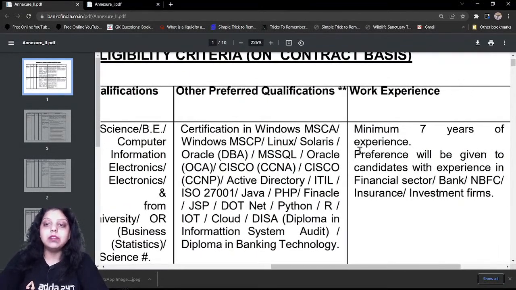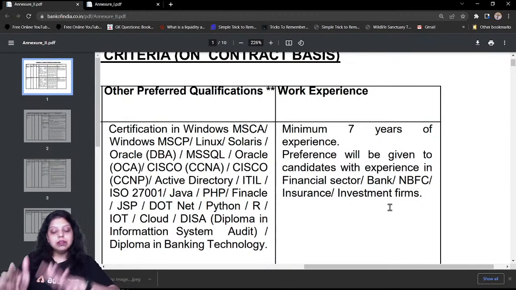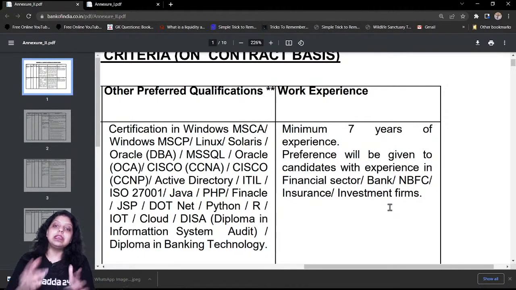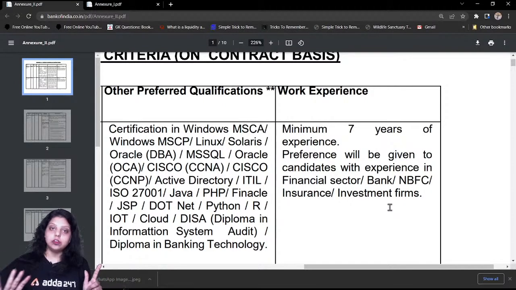A minimum of 7 years of experience is required. Preference will be given to candidates with experience in the financial sector, banks, NBFC, insurance and investment. So they have said that a minimum of 7 years of experience is required, but they have not said that we need experience in a bank or NBFC or insurance or investment fund. But preference will be given to those candidates who have a minimum of 7 years of experience in these financial institutions.